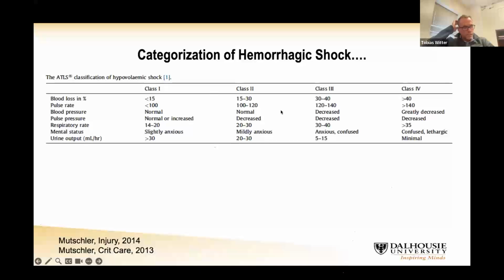Again, many of these classifications are mainly for research purposes or practically not very often used. Nobody stands in a trauma bay and says, oh, we have a class 3 hemorrhagic shock, we need to do ABC.